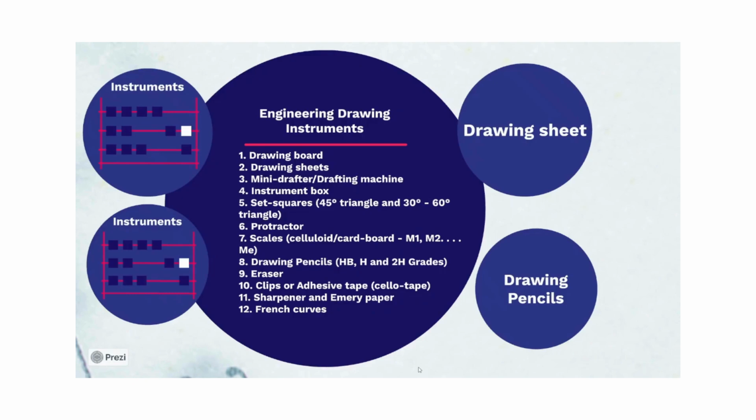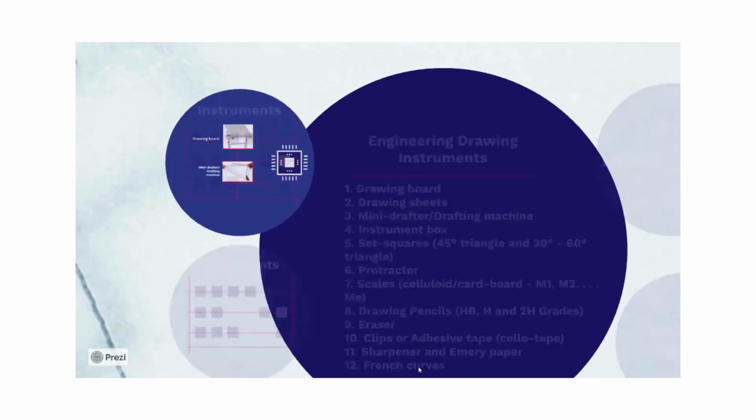Next we are seeing the mini drafter or drafting machine. The drafting machine is a very big tool, and we mostly use the mini drafter in our daily lives. It has an L-shaped scale, and we fix the drafting tool to the table with a clamp so we can draw accurately. Here we have some reference images.